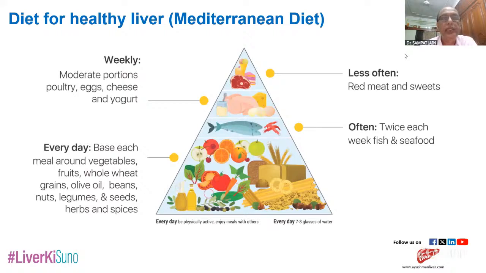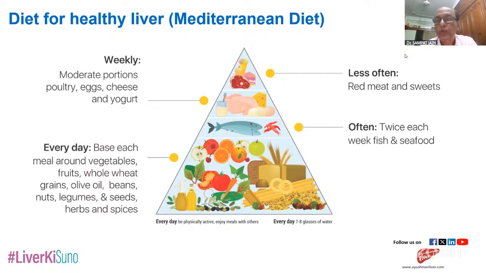So the diet for a healthy liver is the Mediterranean diet. The everyday diet should be the lower part of the pyramid: a meal containing more vegetables, fruits, whole grains, olive oil, beans, nuts, legumes, seeds, herbs, and spices.